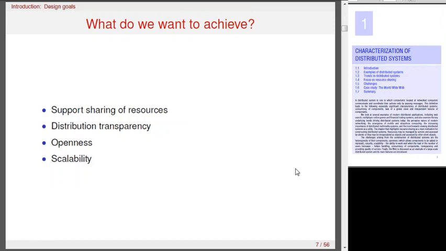Scalability means that if the requirement is more, we can add more resources. So a distributed system should be scalable, which means as the requirement increases, we will add more resources and we will be able to serve the users.